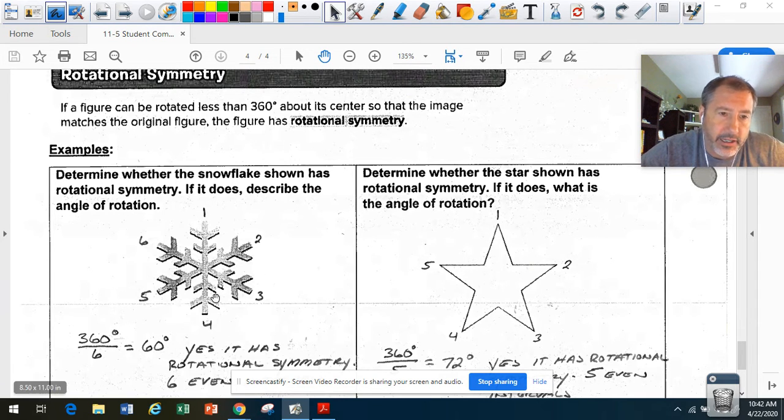I got a little snowflake here. Hopefully we don't have to deal with any snow. We had a little bit of snow yesterday. That was pretty crazy. It's almost May.